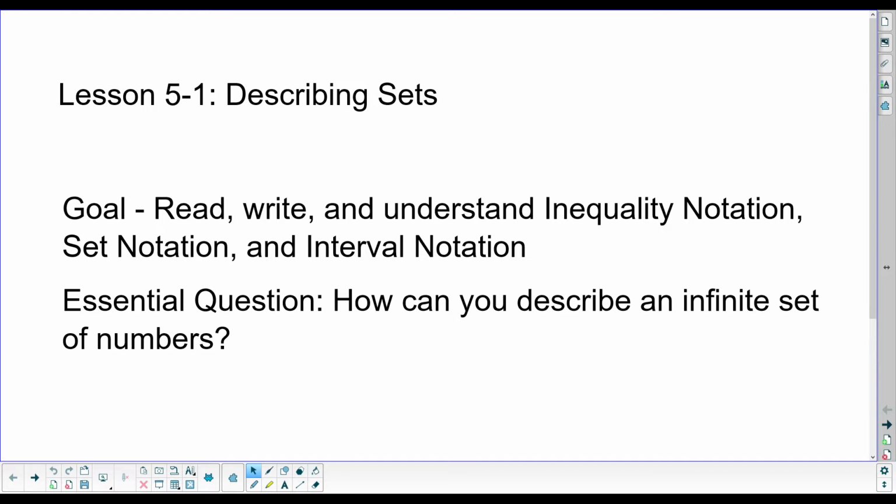Mathematicians have three general ways of doing that. They use what's called inequality notation. They use another method called set notation, and then the last one is interval notation. So those are three ways of describing the same thing. Inequality notation is what you've been using up until now. Interval notation is what we'll be using primarily moving forward, and set notation is a more formal way of describing sets, so it's typically used in publications and things like that.